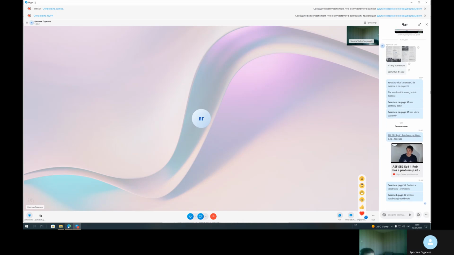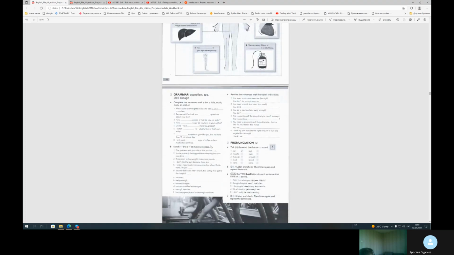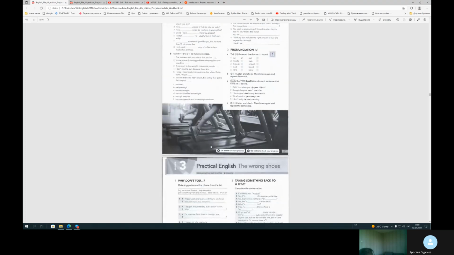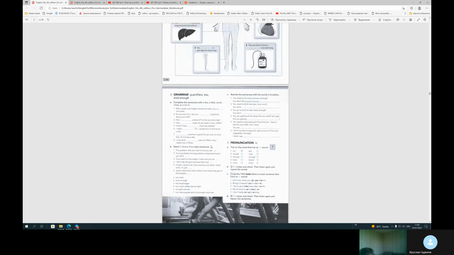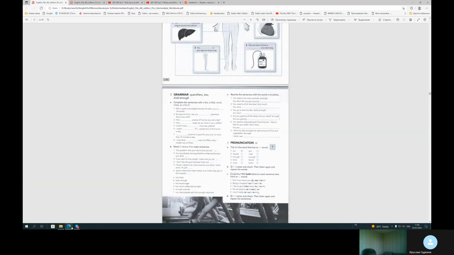And the last one. Grammar, quantifiers, section 2, exercise A. This exercise is for your revision. Complete the sentences with a few, a little, much, many, or a lot of. Do you see point A, page 37? Exercise A, page 37, section 2, grammar.